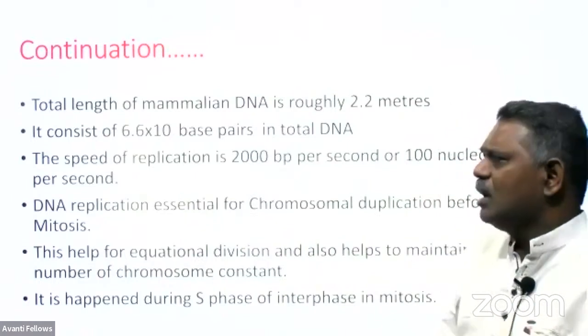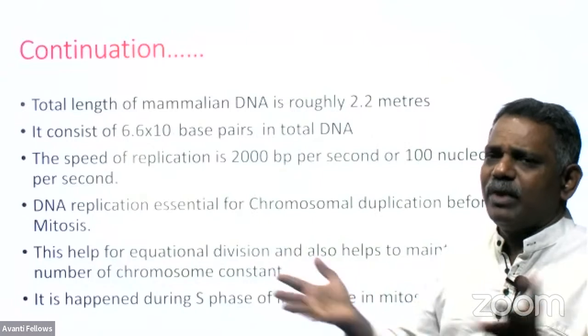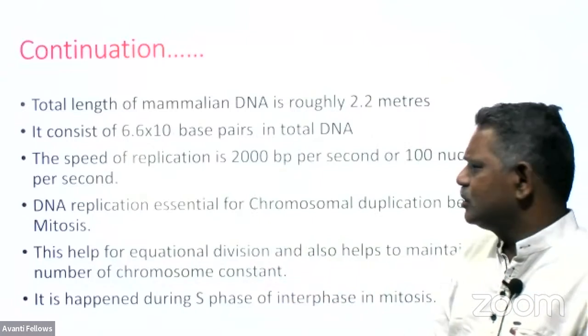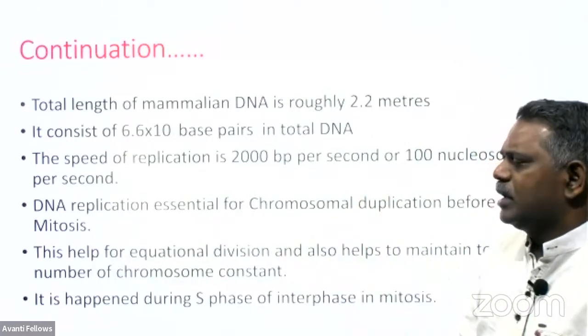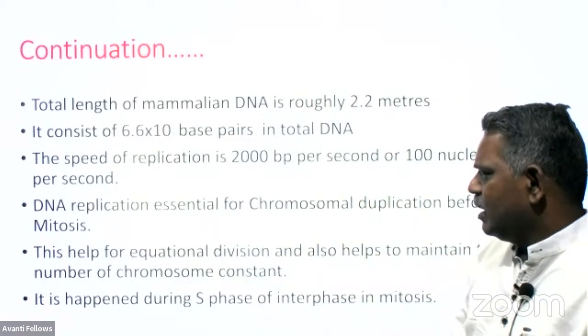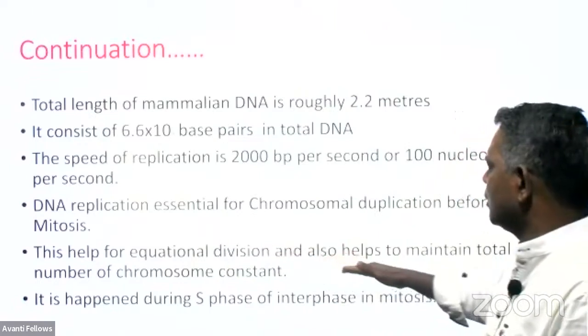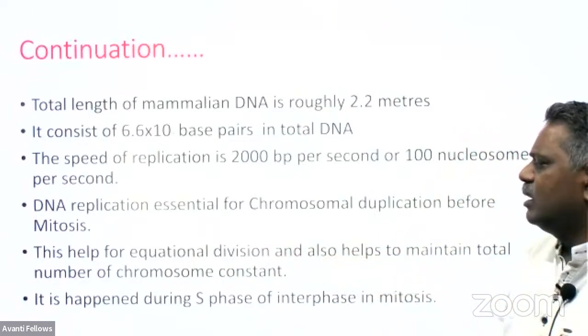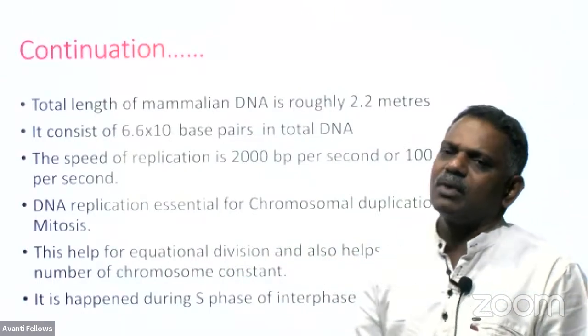I told you in the morning, DNA should replicate without making any changes in its chemical nature. Only then can the chromosome duplicate before nuclear division during mitosis. And this helps for the equational division and also helps to maintain the total number of chromosomes constant.